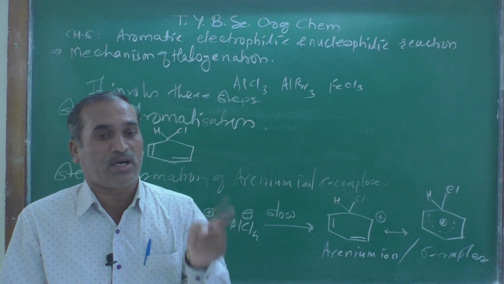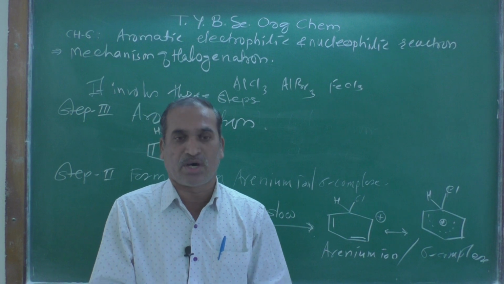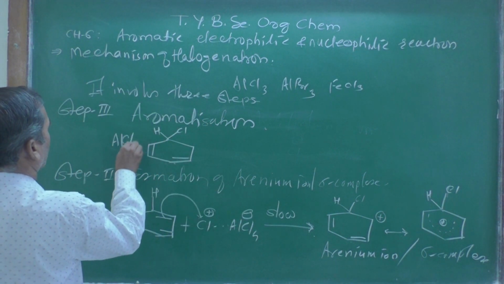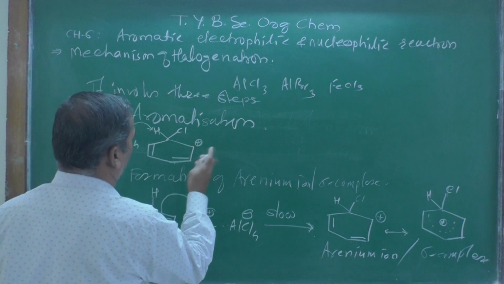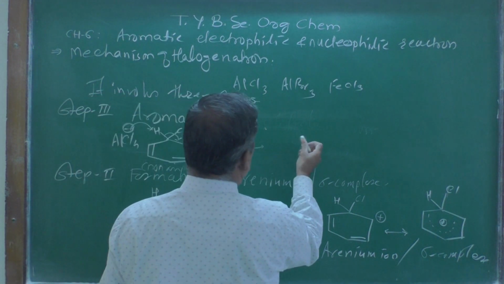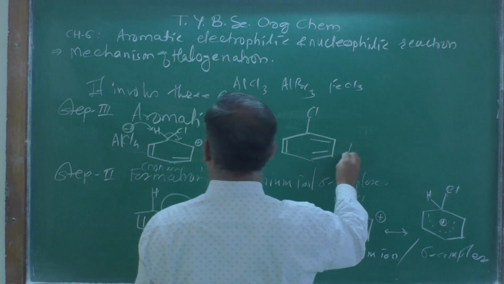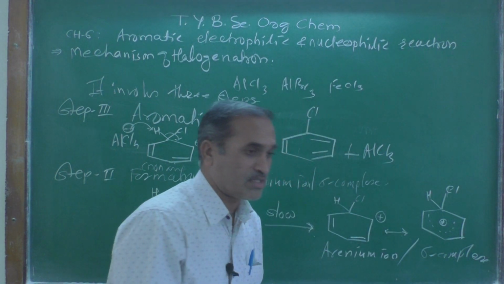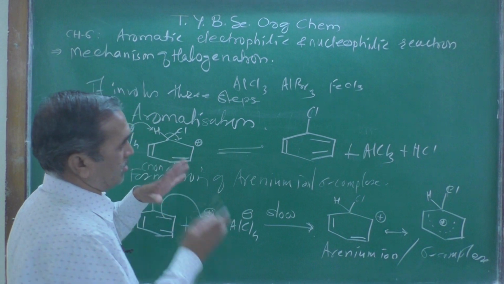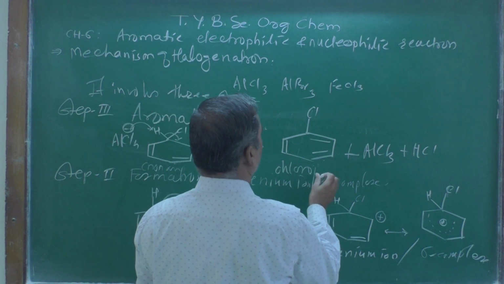And that arenium ion, as we know, is non-aromatic in nature, and it is going to convert into an aromatic one, and the driving force behind it is the aromatization. Therefore AlCl4 minus will abstract the proton from the arenium ion, which is a non-aromatic compound. And now what is going to happen here? We are going to get the product, chlorobenzene, and here AlCl3, the Lewis acid which we used in the first step, is regenerated. In addition to this, HCl fumes are generated during the formation of the product, and the name of this compound, as we know, is chlorobenzene.